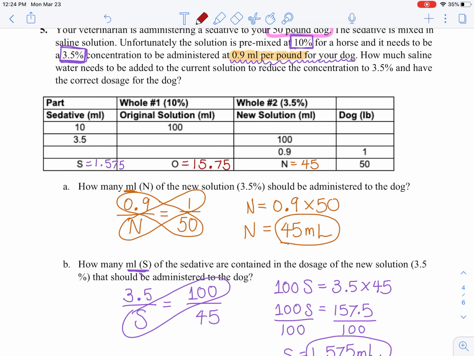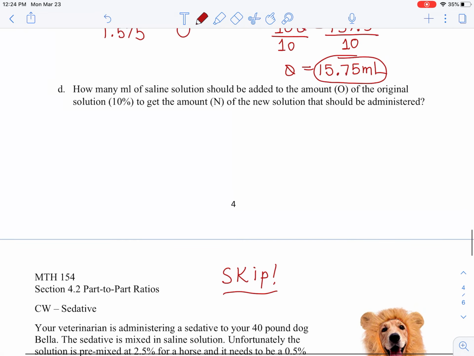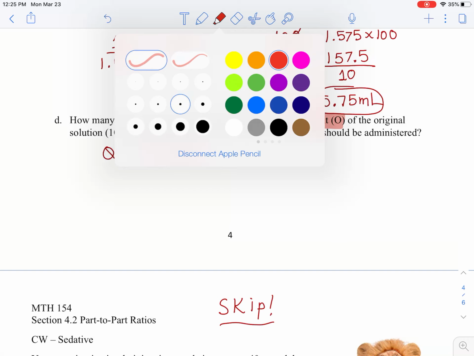All right, let me go all the way down to see if we have any other parts left. Oh, here we go. How many milliliter of saline solution should be added to the amount of the original solution, 10%, to get the amount N of the new solution that should be administered? Oh, okay. We have O. Let me write down what O is that we just found: 15.75 milliliter. If you're wondering why I'm writing down O, it's because we need to go from O, the original solution, to the new solution.